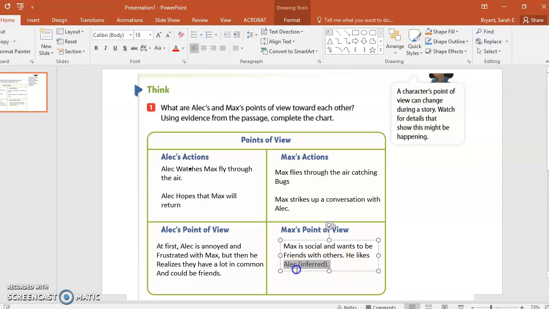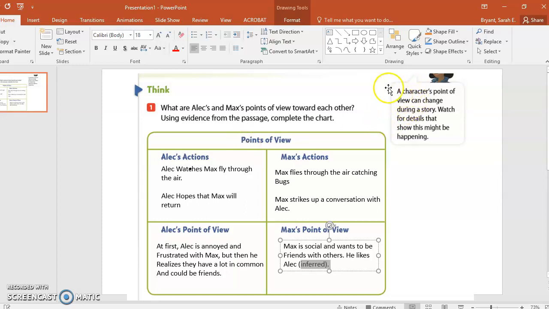And again, that's inferred because I can't see in the story what he's thinking, because that's not who's telling our story. So, if we remember our standard, the third part of the standard says that we can explain how our point of view is different than the narrator's. So, do you agree with Alec? Do you agree that he was annoying at first, but then they had a lot in common? Or do you think something completely different?